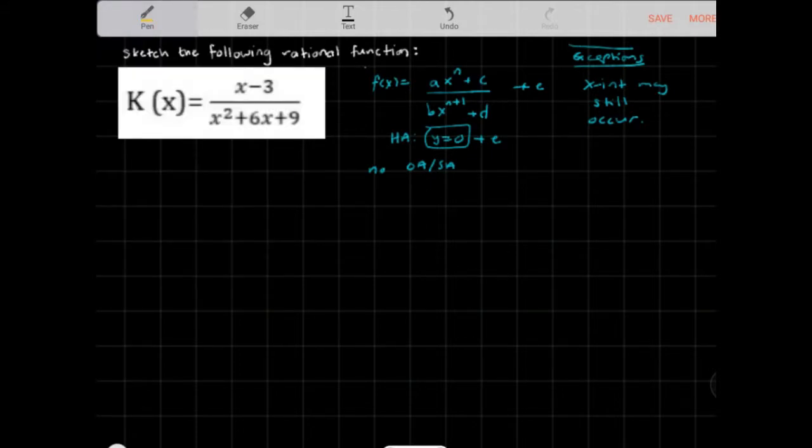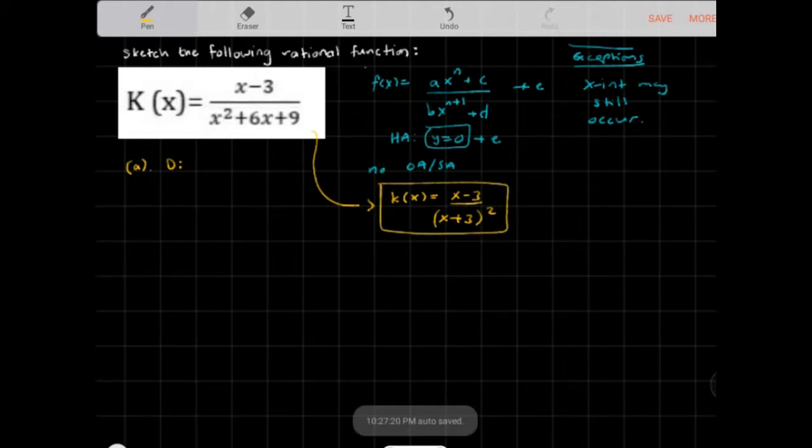In this case, the first thing I want to do is look at the domain. To find the domain, I'm going to simplify this function. k of x is equal to (x minus 3) over the denominator, which is a perfect square trinomial, and you can factor it as (x plus 3) squared. So this is the simplified function that I'm going to be working with. The domain here: x belongs to all real numbers, but x cannot equal -3.